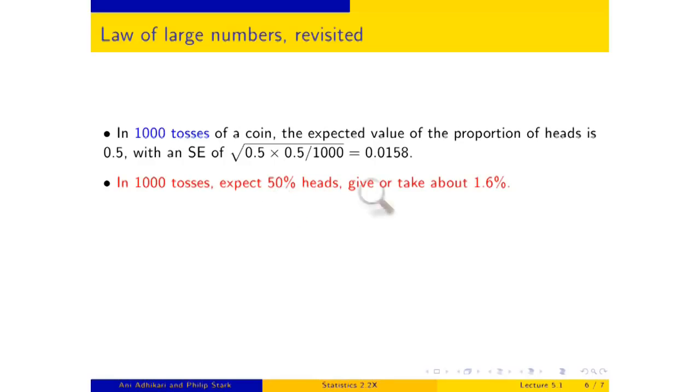So 48.5 to 51.5, roughly, maybe one more standard error on either side. Not much more than that. Three at the most, maybe.